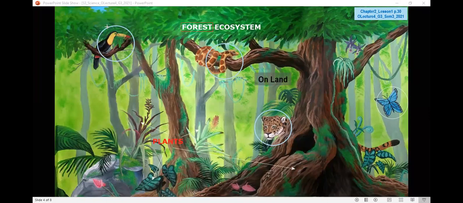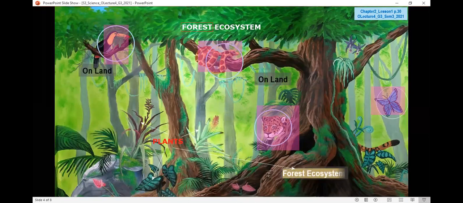The toucan, this bird, the snake, and the leopard, also the butterfly, do they live on land or in water? Land. The toucan flies above ground. This is a forest. The butterfly lives on land and in the air. That's right. All of them are animals that live on land, and butterflies and birds fly in the air.